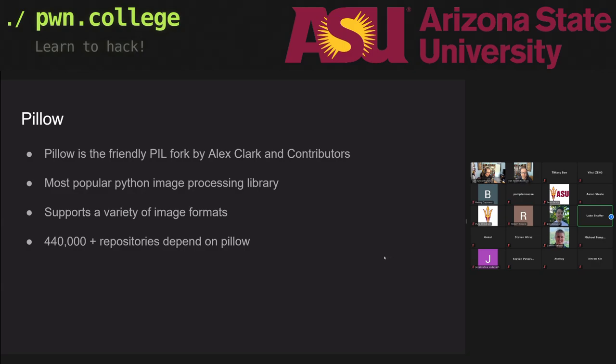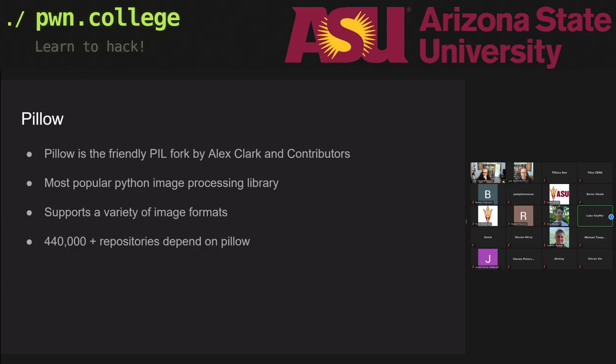So, yeah. Okay, so then a little background about Pillow for just anyone that isn't familiar. Pillow is the friendly fork of the Python imaging library. I'd venture to say it's pretty ubiquitous in terms of image processing in Python. If you do any sort of image processing with Python, odds are you're going to be using Pillow or something that depends on Pillow. It supports like a million different image formats, and there's close to 500,000 public repositories that depend on Pillow to serve their image processing needs.